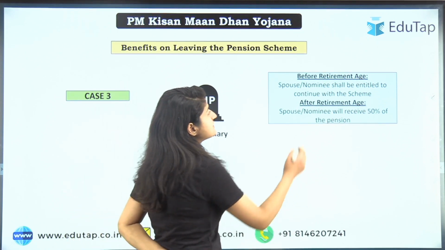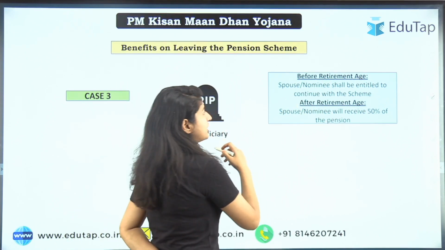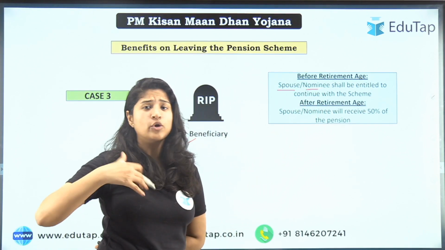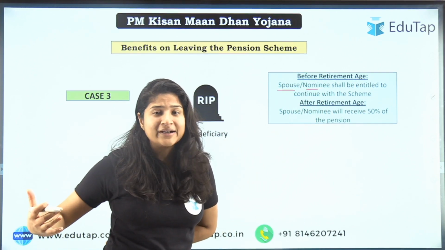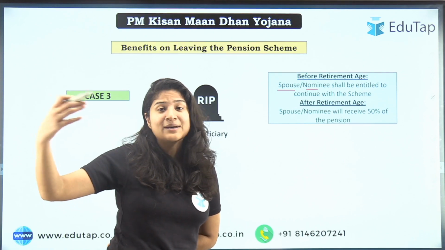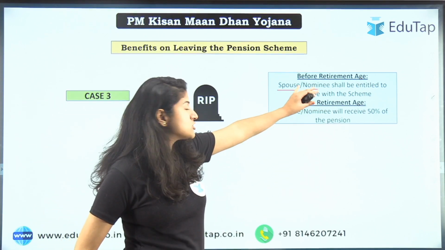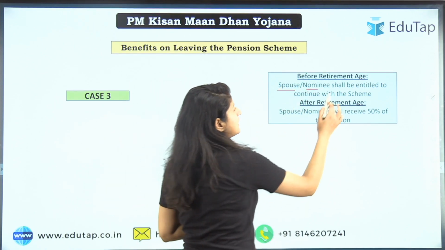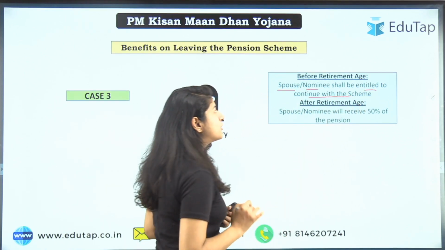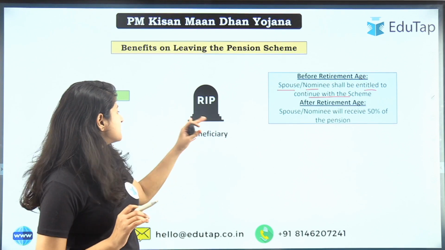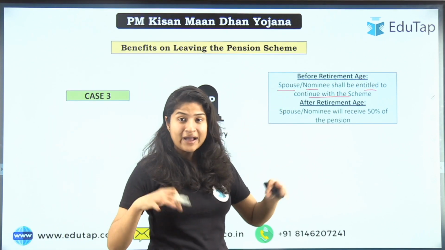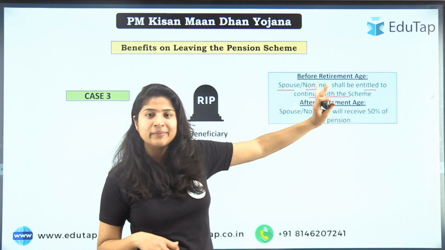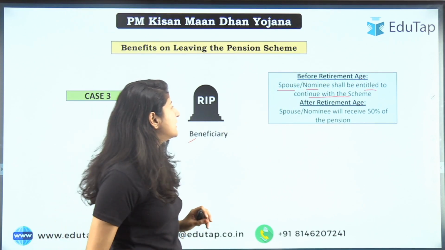So first one is before retirement age. If the beneficiary dies, the spouse or the nominee, if I am 20 years old, a farmer, I am not married, so I'll add some nominee, right, instead of spouse. Spouse is your partner. So herein, the spouse or nominee shall be entitled to continue with the scheme. Alright, so if the beneficiary dies before retirement age, the bank account and all the money and everything would be shifted to the spouse or the nominee, whoever has been written by the beneficiary.